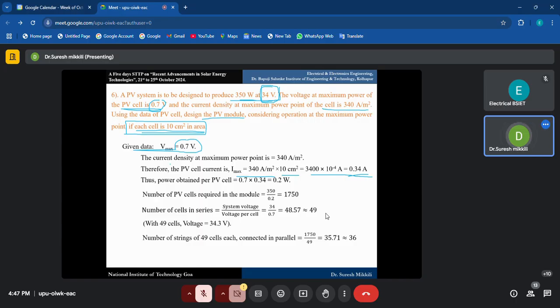Number of strings of 49 cells. Number of parallel strings will be 1750, total modules, by 49. If I put it, 36 strings are required. So if you multiply 49 into 36 into 0.2, you will get 350 watt. You understand?